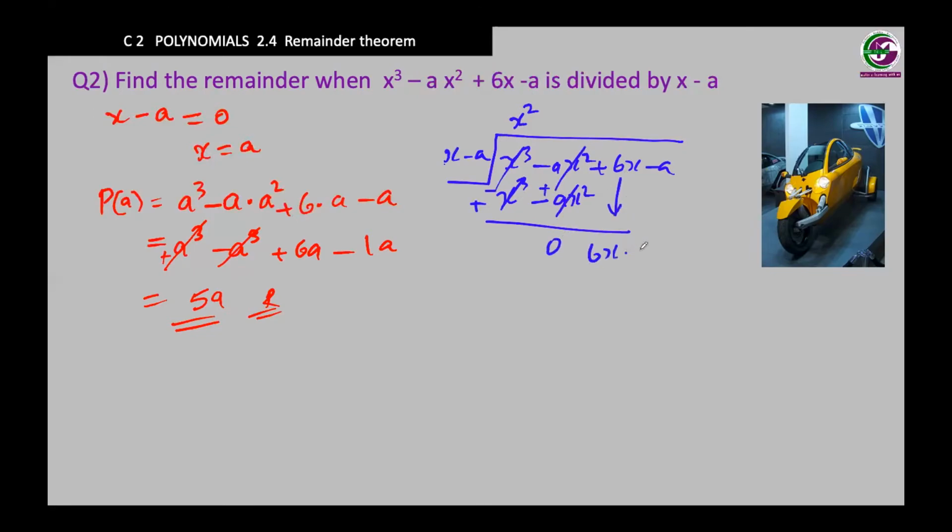And now 6x minus a. 6x divided by x is 6, positive sign. So we have 6x. x times 6 is 6x, minus a times 6 is minus 6a. Change the sign again. This will be plus, and this negative 1a, positive 6a will be positive 5a, and that is your remainder. This is simple actually. Now, if you felt question 1, 4, and 5 hard, try question 2 and then get back to question 1. That will make it easier.